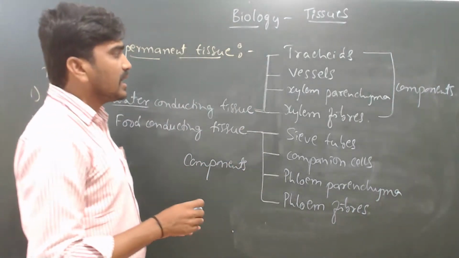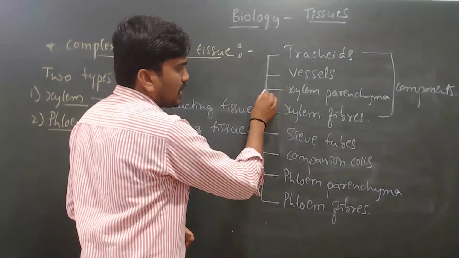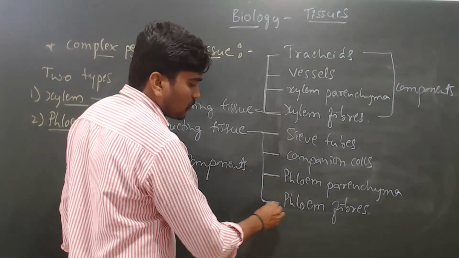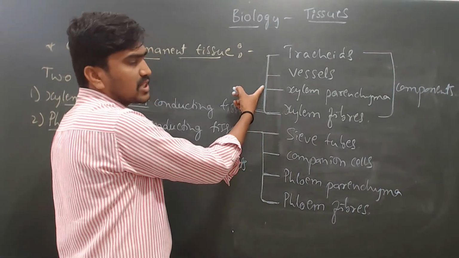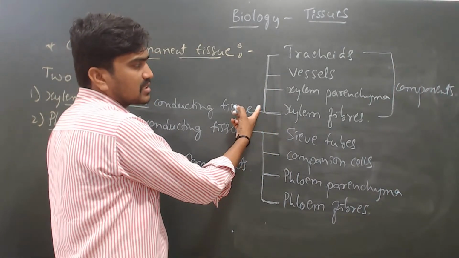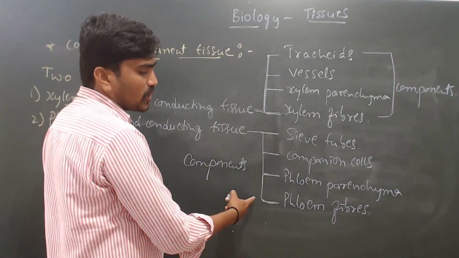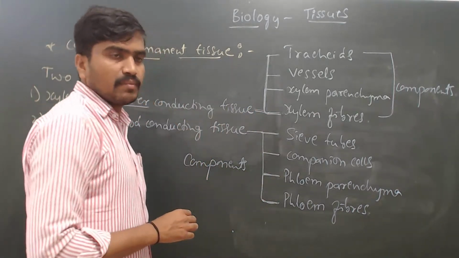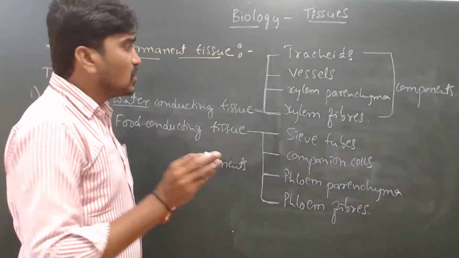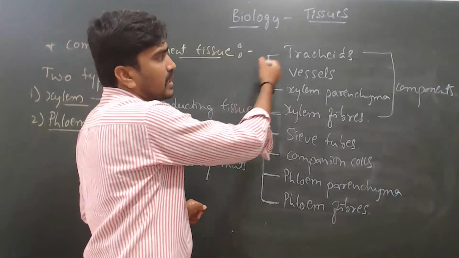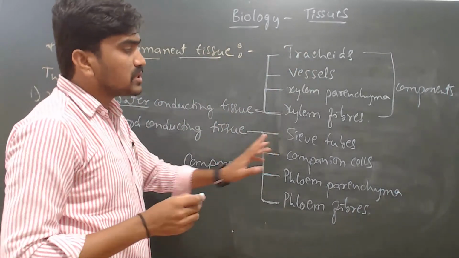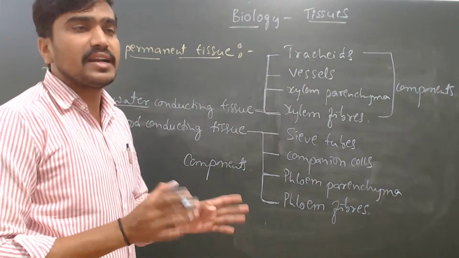Now observe the third and fourth ones in xylem and in phloem also. The third one is xylem parenchyma, in phloem it is phloem parenchyma. The fourth one is xylem fibers, in phloem phloem fibers. The last two in both are almost the same, but the first two are different: in xylem they are tracheids and vessels, and in phloem, sieve tubes and companion cells.